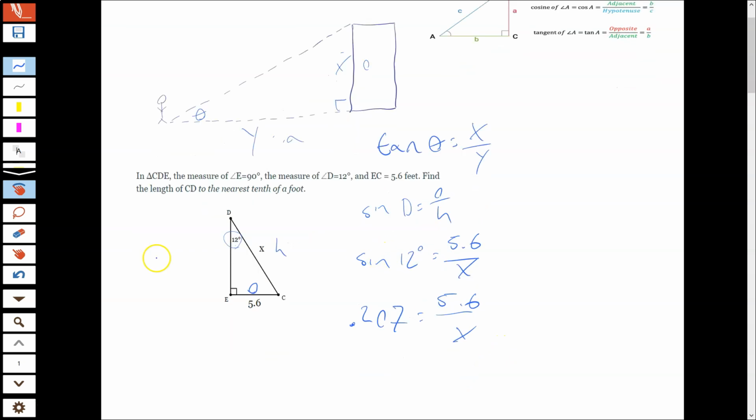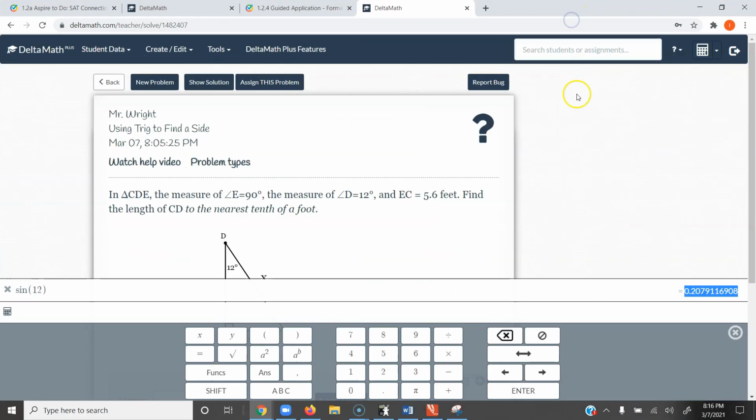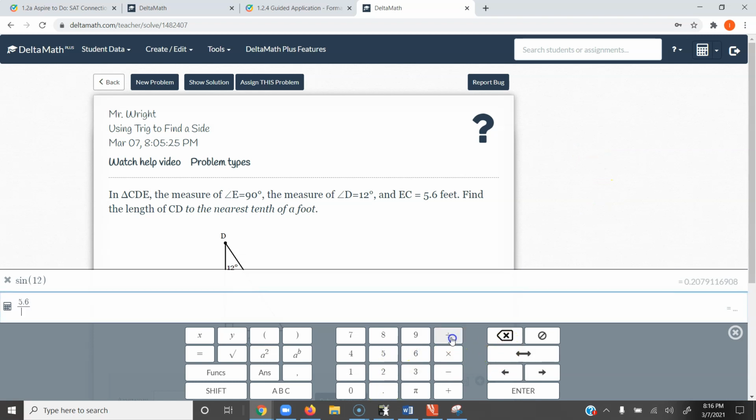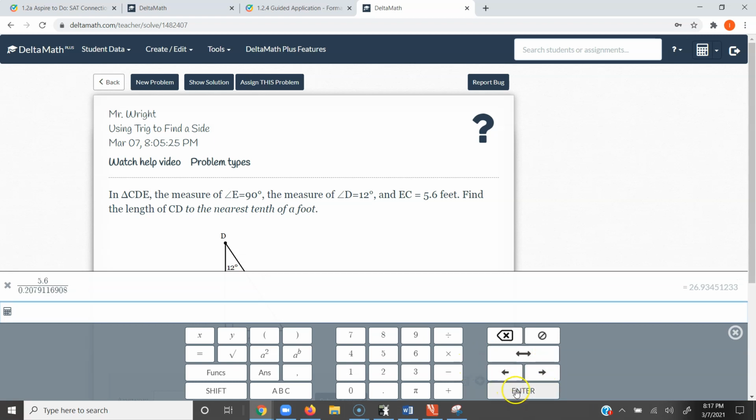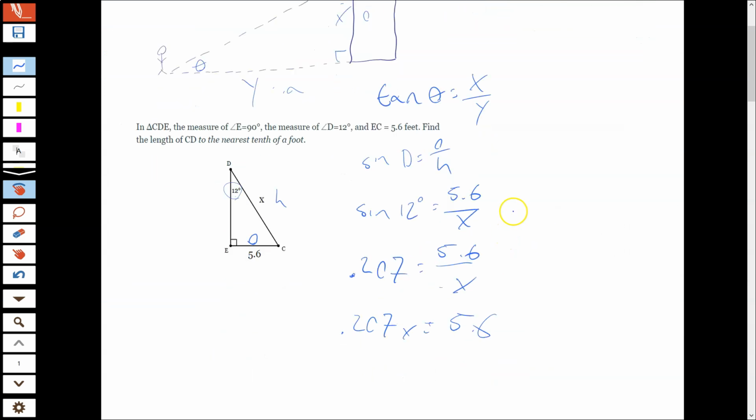And then that's just an equation that you know how to solve, right? So I'm going to multiply times x on both sides to get out of the bottom. And I'm going to divide by 0.207. And here's why it's useful to have that copied. So now I can do 5.6 and then divide it by, and then I can just paste my result there. And then I get my side length, which is 26.93. And we want to the nearest tenth of a foot, so I'm just going to say 26.9 feet.